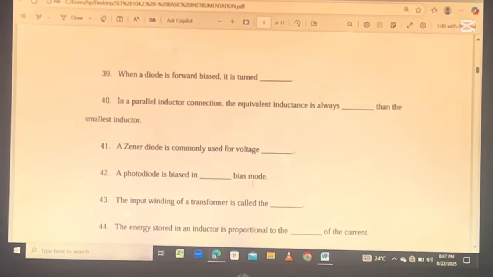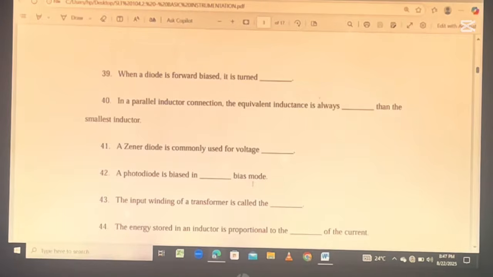All right. In a parallel inductor connection, the equivalent inductance is always dash than the smallest inductor. So basically the answer is smaller. The equivalent inductance is always smaller than the smallest inductor.